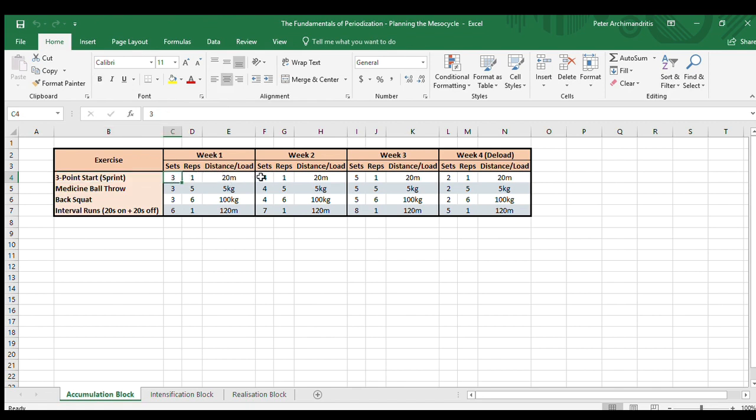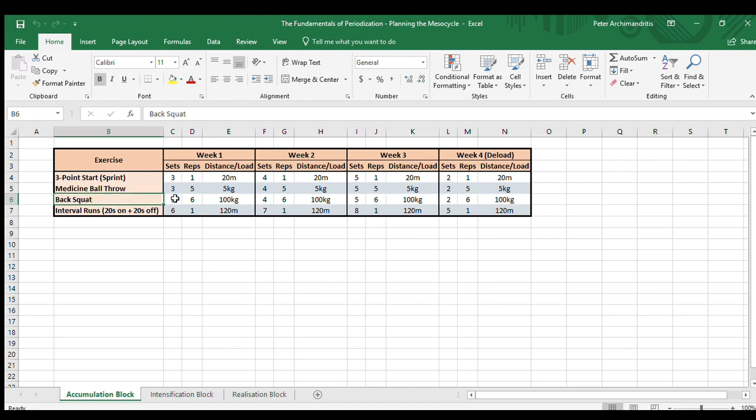add a set to each, so 3 sets, 4 sets, 5 sets, while we're maintaining the intensity, so the intensity is going to be dictated by the distance. And then in the last week we're going to have less volume than the first week to have a deload period. For power exercise, medicine ball throw, for example, 3 sets of 5 reps with 5 kilo medicine ball. We're going to do the same thing, we're just going to add a set each week, and then in the last week where we have a deload, we are going to reduce the sets to less than the first week in order to recover and adapt.